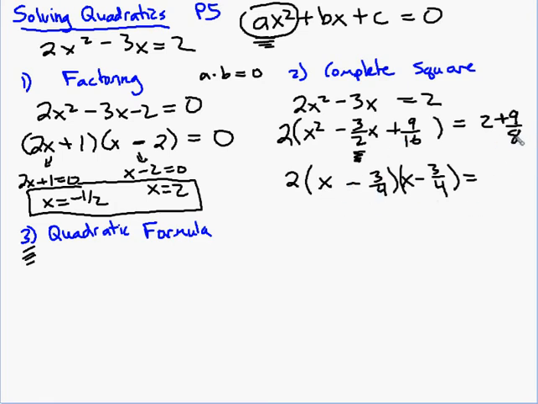And I'm going to go ahead and add this 9/8 to that 2, which means I need a common denominator. Its denominator is currently a 1. So multiply that by 8. And we get 25/8. And you can see why, if we can factor, we're going to want to do that. Then we have 2x minus 3/4 squared, we have 25/8, and then we'll go ahead and divide everything by 2.